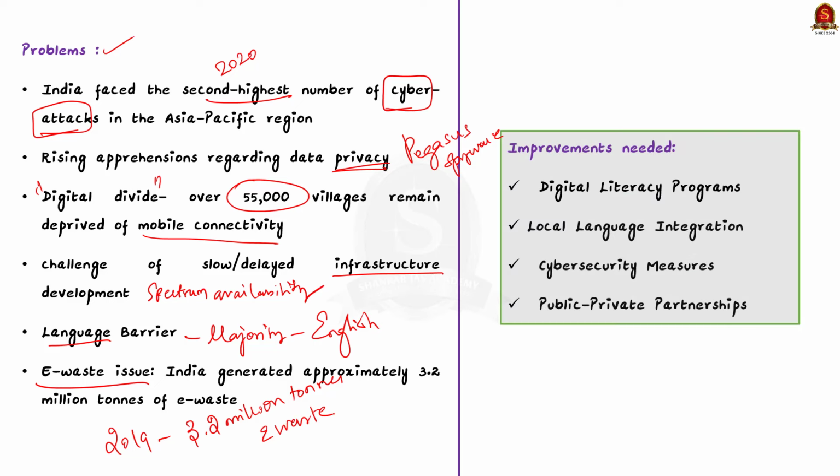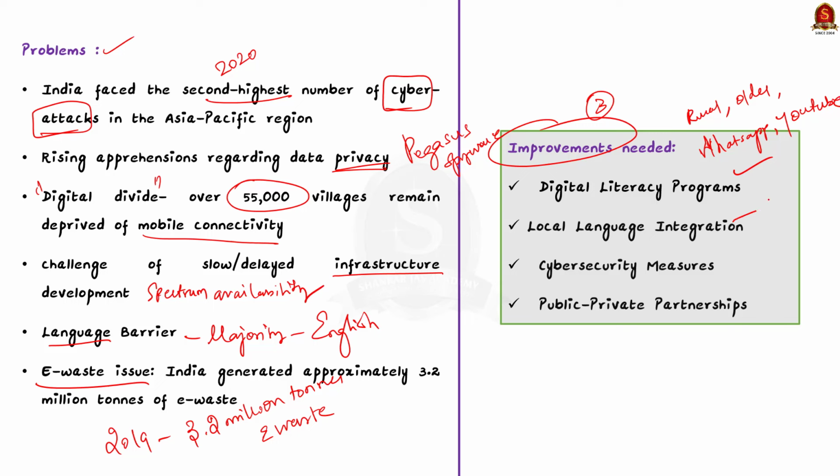Finally, let us go for the last part of our body, that is the improvements needed. First one is digital literacy programs, with special focus on rural areas and older demographics, can greatly help. Example, the government could collaborate with popular platforms like WhatsApp or YouTube, which have significant outreach, to deliver digital tutorials in regional languages. Next is local language integration.